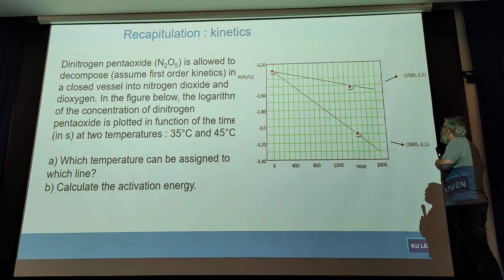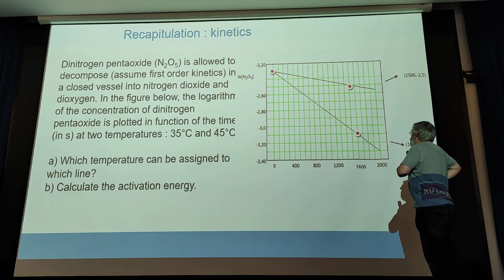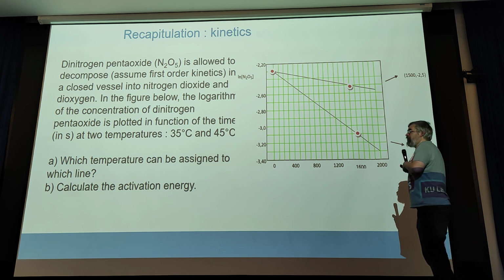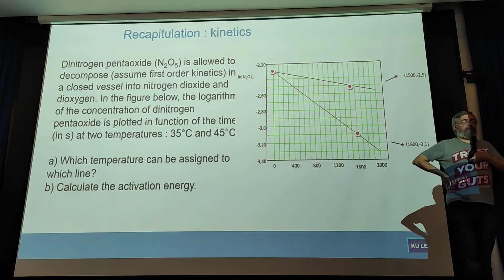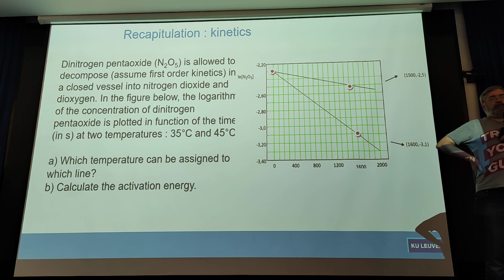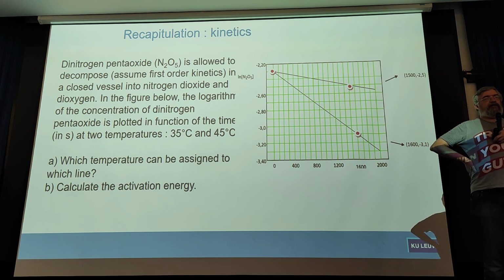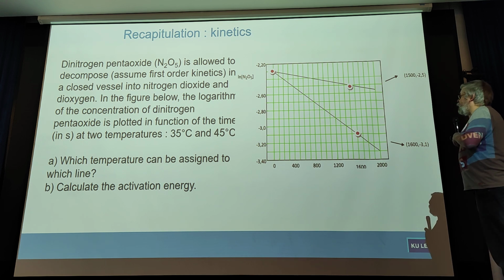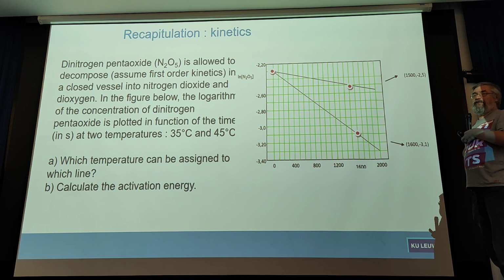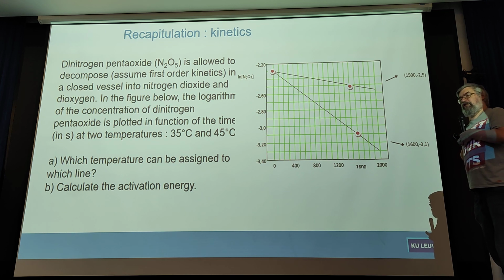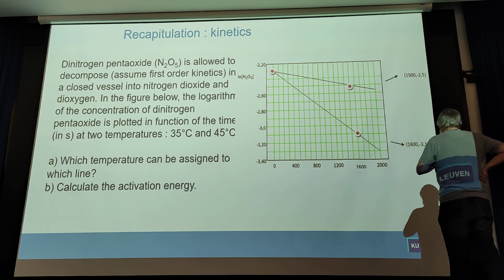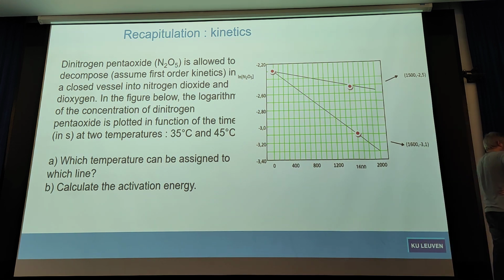kinetics. So, well, we can see in fact that it's first order kinetics because we have the logarithm of the concentration of N2O5, and we see that it is on a straight line, although of course we have very few points. We have only 2 points, and 2 points are always on a straight line. But we can assume that even if there were more points, it would be on a straight line because it's first order kinetics.